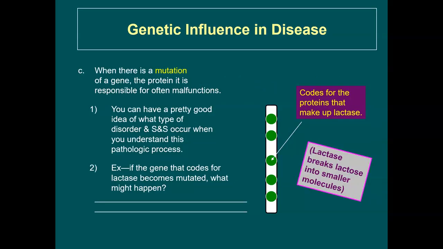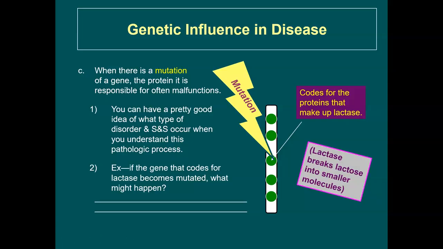Now, when there's a mutation of a gene, the protein that particular gene is responsible to manufacture will also then be made incorrectly. So if we look, this is our chromosome or our strand of DNA, and on that DNA is a gene. Say there's a mutation of a very specific gene, and in this example, this particular gene is the one that codes for the proteins that make up lactase, which by its last definition, ASE, we know is some kind of enzyme.